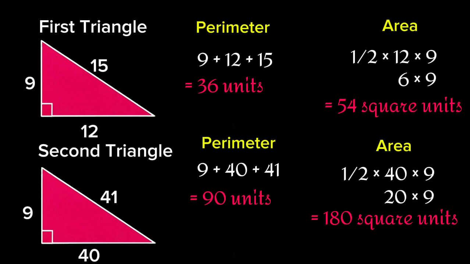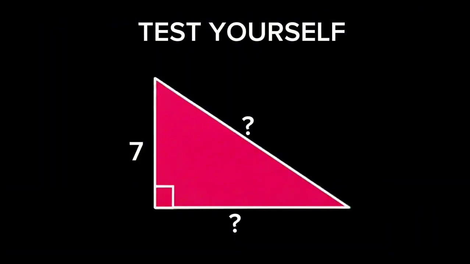Now it is your turn to test yourself. Imagine the exact same right-angled triangle setup, but this time, the vertical side is 7 units instead of 9. Assuming all three sides are still whole numbers, can you find a possible perimeter and area? Take your time. Use the same factoring method we just practiced, work through the factor pairs carefully, and leave your final answers in the comments.